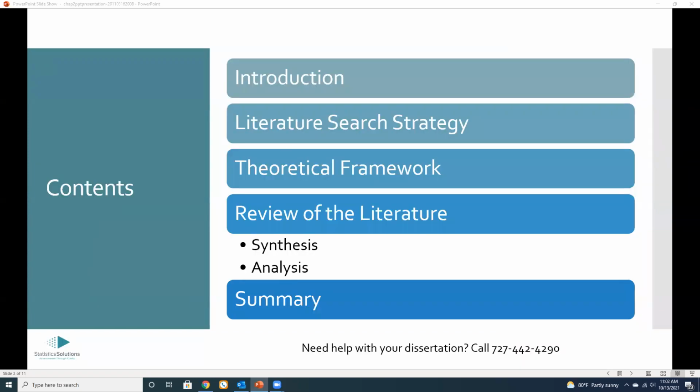All right, this is what we're going to cover today: the introduction, the literature search strategy, theoretical framework, review of the literature, which is most of the lit review, about 80 to 90% of it, and a summary.